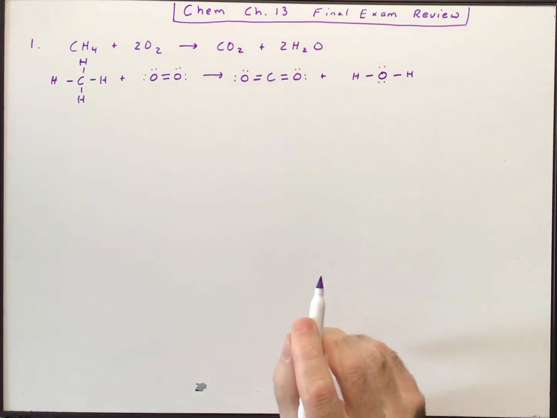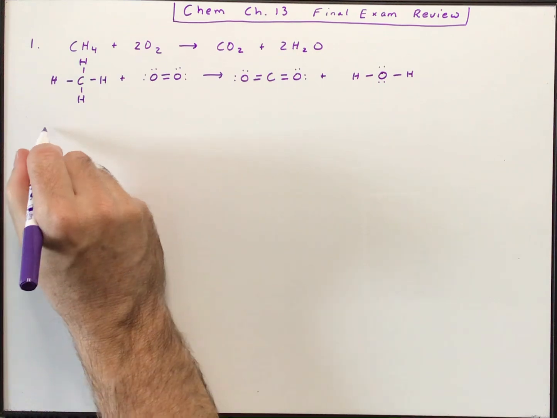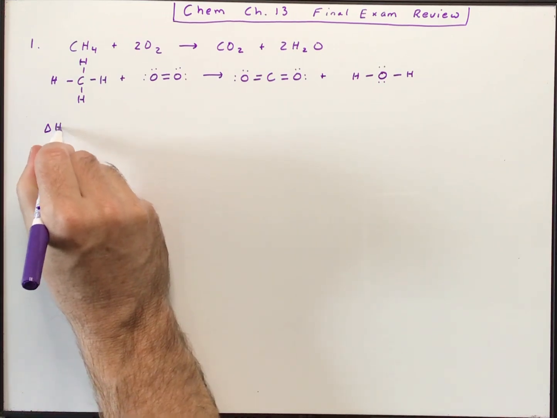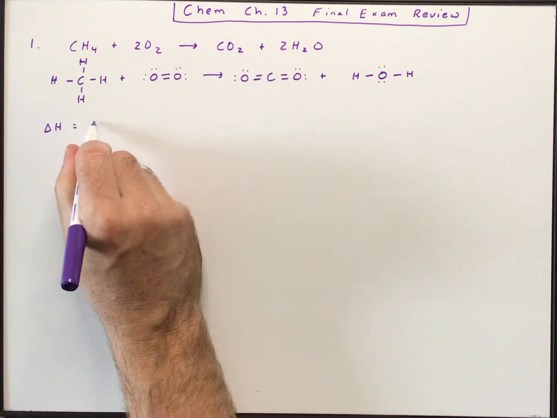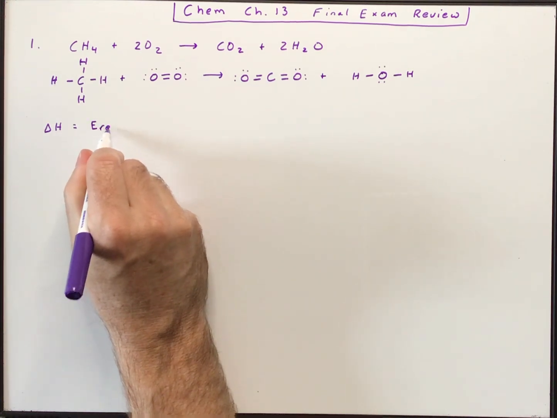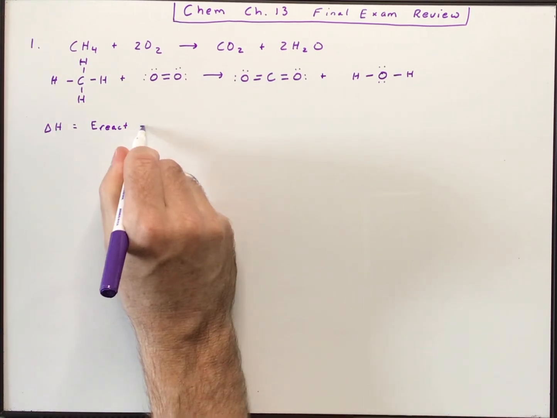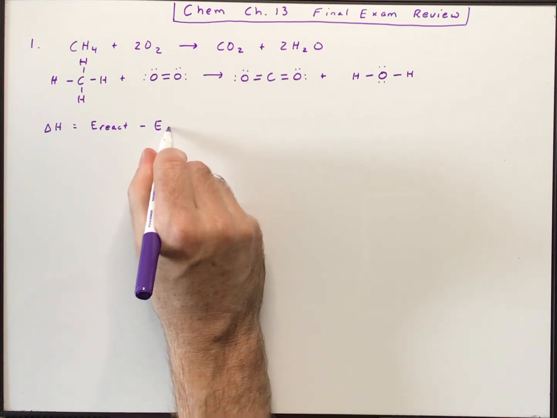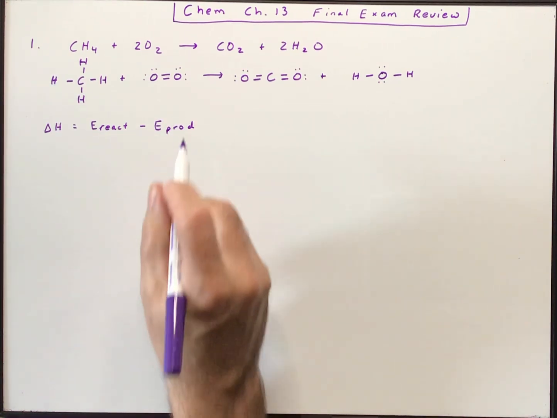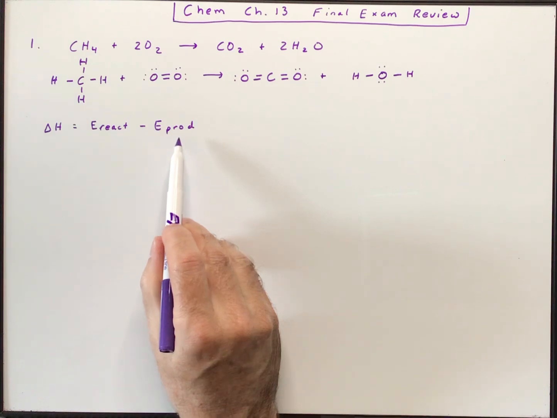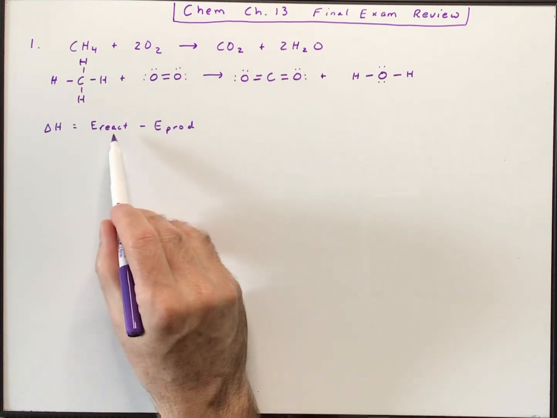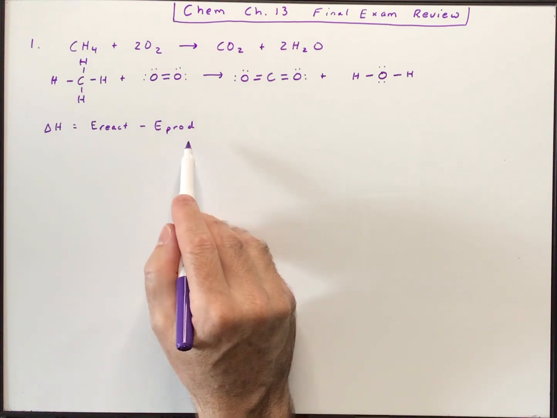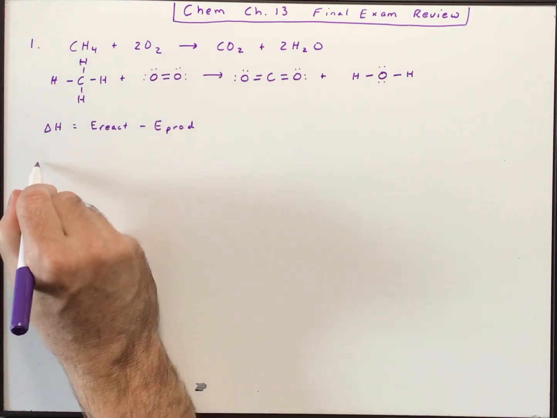side of the oxygen. So the delta H using the bond energy method is just the energy of the reactants minus the energy of the products. So all the other formulas in Chapter 13 are products minus reactants. But with the bond energy method, it is reactants minus products. Okay, so let's go through this.